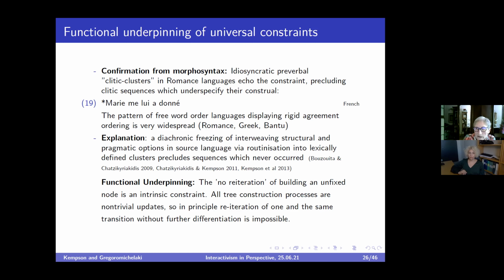There is no reiteration of building an unfixed node. It's an intrinsic constraint. That was because all tree construction processes are non-trivial updates. So in principle, reiteration of one and the same transition without further differentiation is impossible.